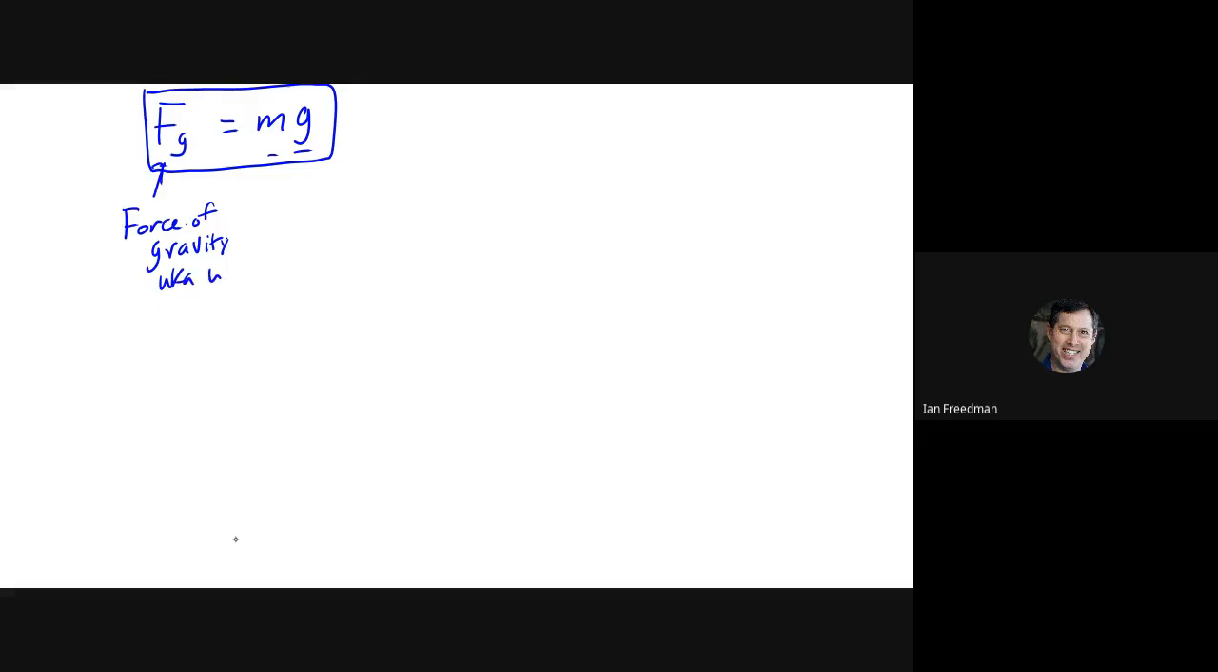aka weight. This is an equation that's going to come up a ton of times. m is equal to the mass of the object, and g is a constant. That is known as the magnitude of the acceleration due to gravity.